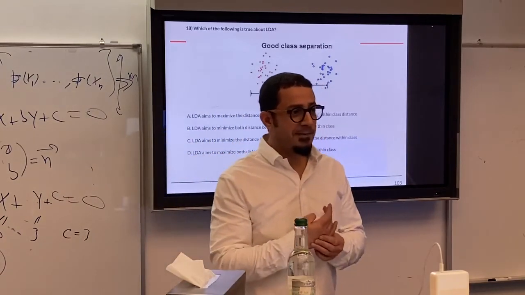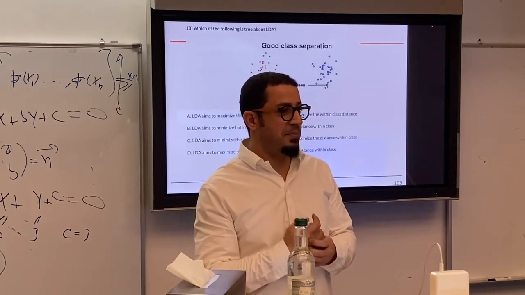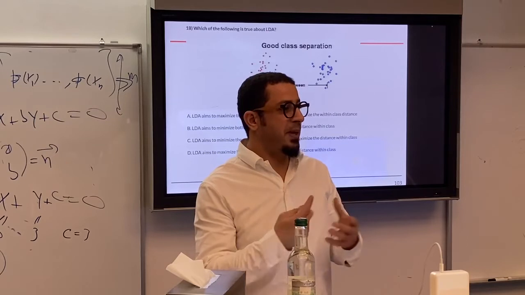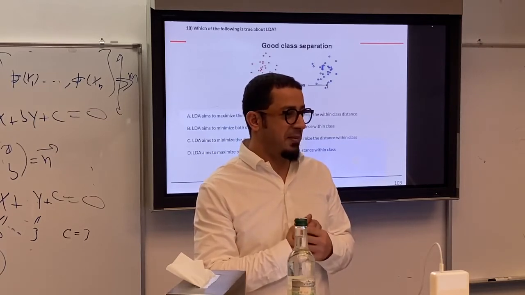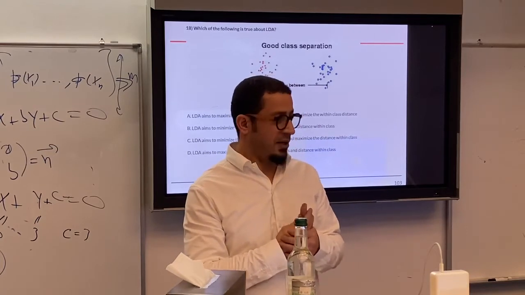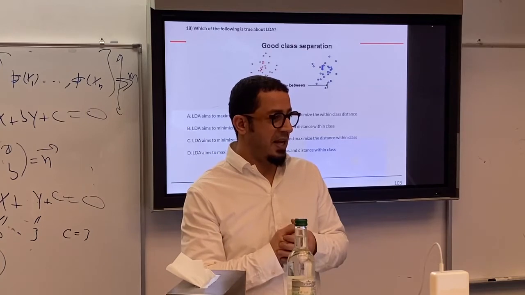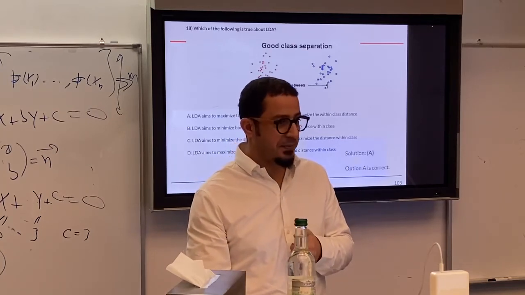But it's A, right? A aims to maximize the distance between the classes, minimize the distance within. Okay, B, what is B? Aims to minimize both distances. For sure wrong. Last one: minimize the distance, for sure, between the classes. Wrong. It aims to maximize. So the answer is A.